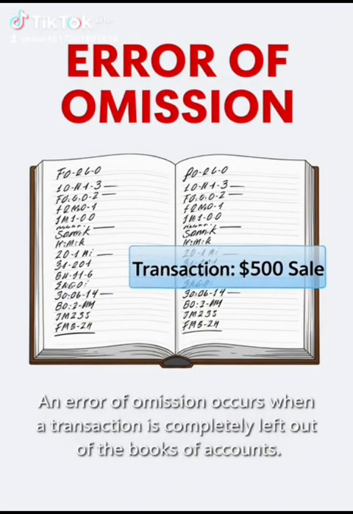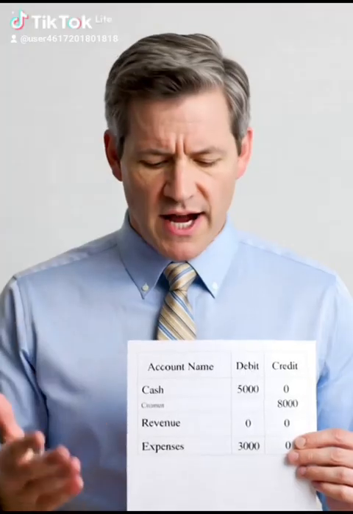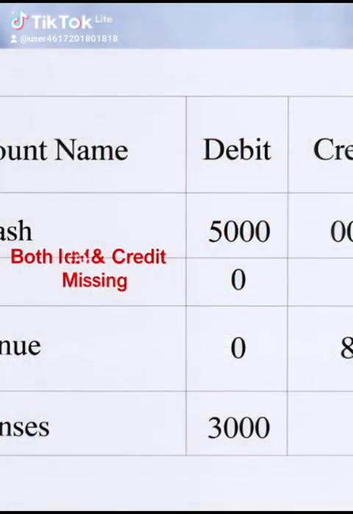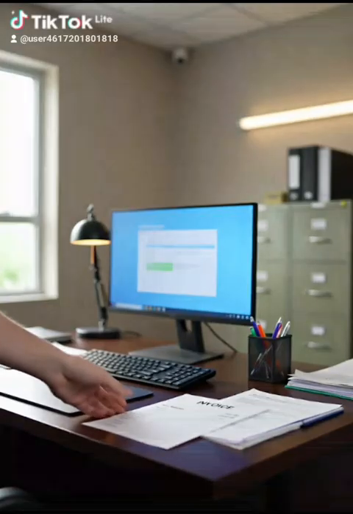An error of omission occurs when a transaction is completely left out of the books of accounts. The transaction is not recorded at all, meaning both the debit and credit entries are missing. Because both sides are omitted, the trial balance will still agree. This error usually happens due to oversight or negligence.